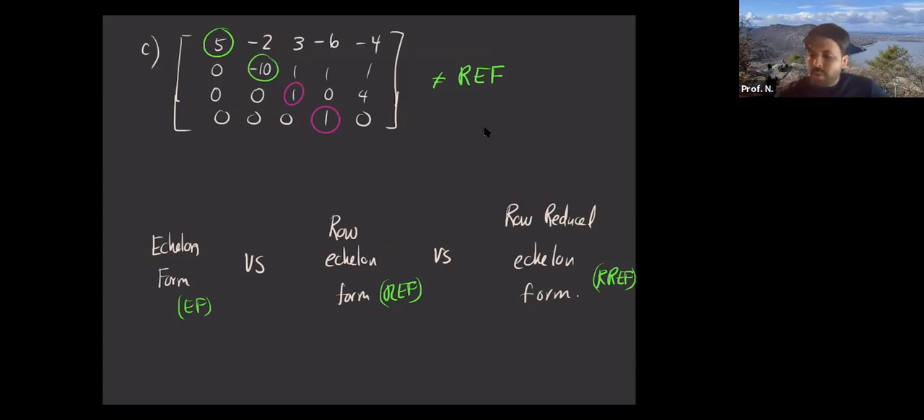In row echelon form, REF, all the pivots are ones, but the numbers above those leading ones are not necessarily 0. So I should say this: in row reduced echelon form, zeros are above and below leading ones. In row echelon form, the zeros are only below leading ones.